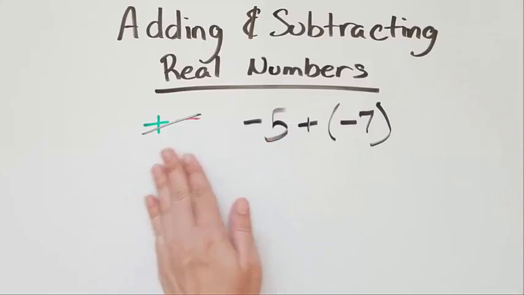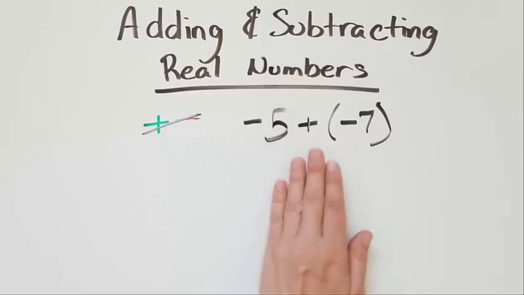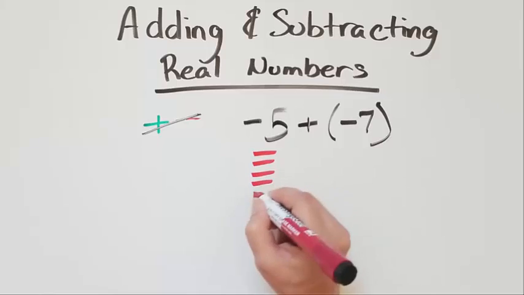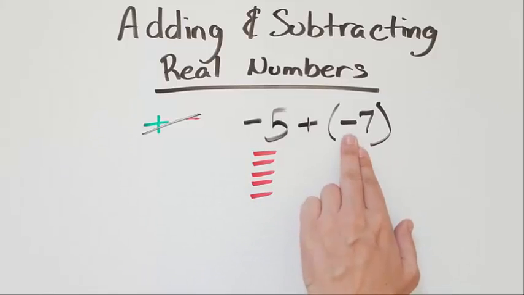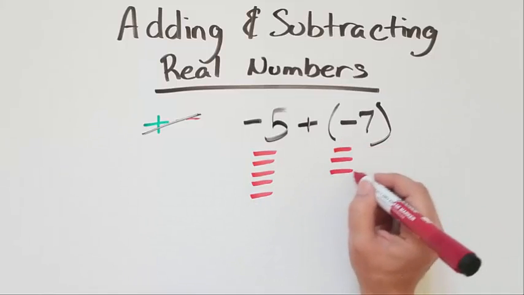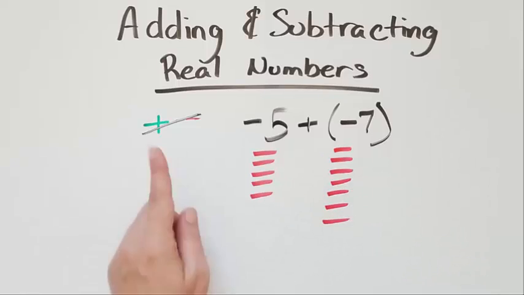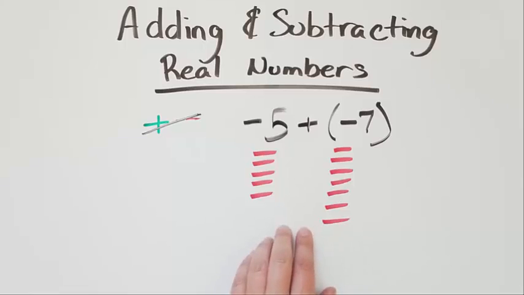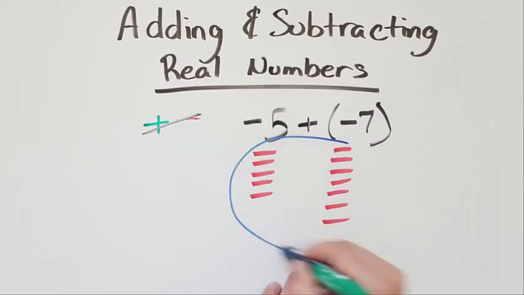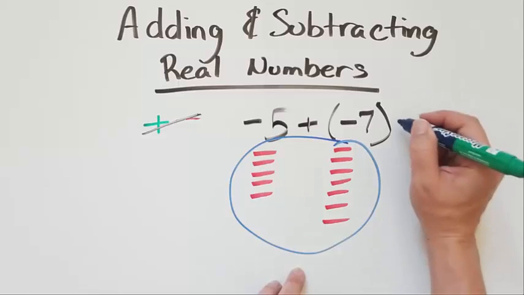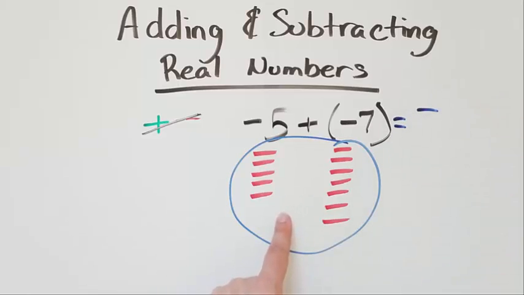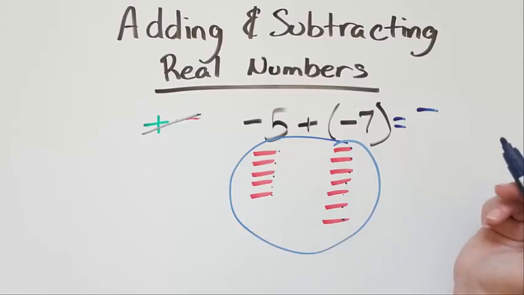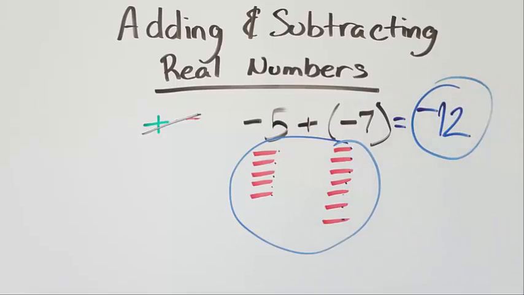We're going to use the same thought process to solve this problem. -5 plus -7. -5, 1, 2, 3, 4, 5. 5 negatives. This is the number -7. 1, 2, 3, 4, 5, 6, 7. If I paired up a positive with a negative, they canceled out. I have no positives to pair up with these negatives. So all of these negatives are my answer. Since they're all negatives, my answer is negative. 1, 2, 3, 4, 5, 6, 7, 8, 9, 10, 11, 12. -12 is my final answer.